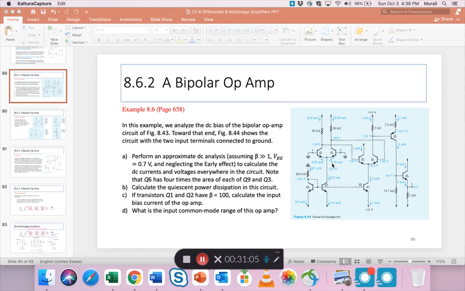Now this 0.5 splits into 2 halves, right? And assuming Q1, Q2 is perfectly balanced, then the two currents here are 0.25 and 0.25. They add up to 0.5. Now once you know the current here and you know the resistance, you can find this voltage to be plus 10. 0.25 times 20 is 10 volts. Now this 10 volts then becomes the base voltage from which you can continue the analysis.